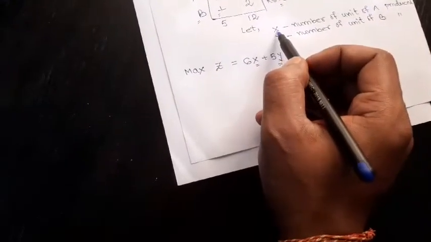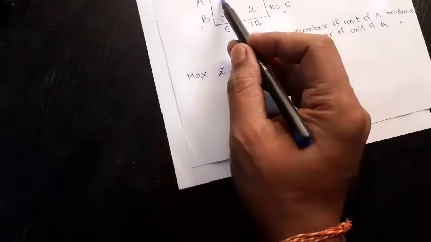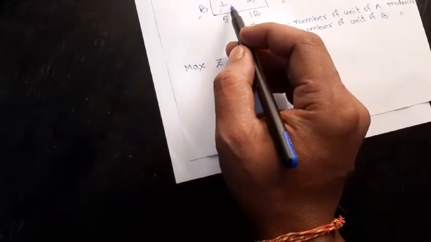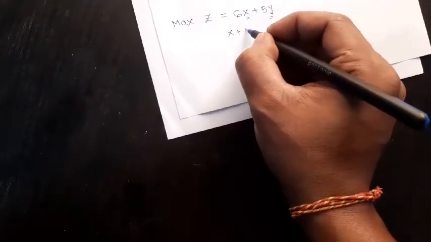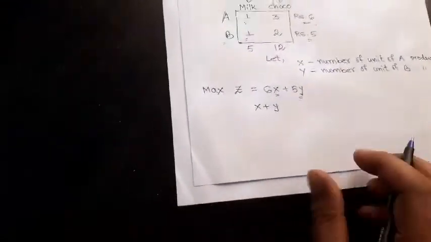So the total milk required for X units of A is 1 into X, and for B the total will be 1 into Y. So the total milk required to produce X units of A and Y units of B is nothing but X plus Y.